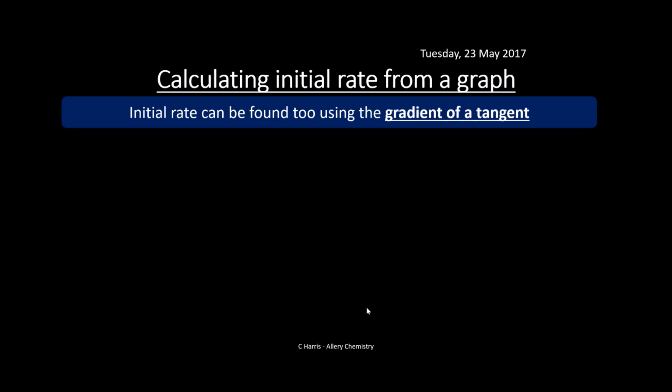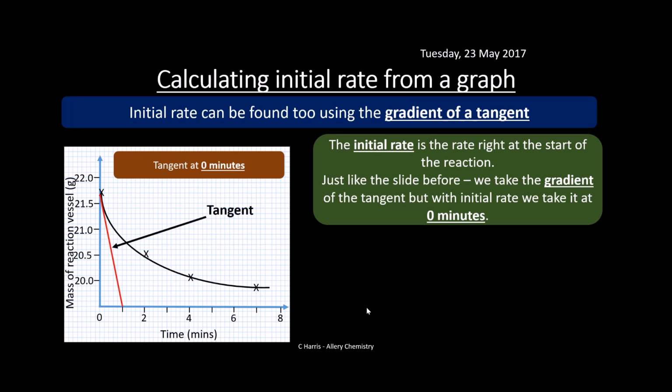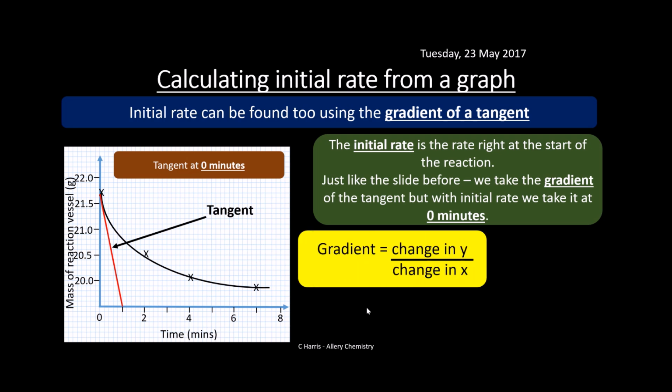Okay, sometimes it's more useful though to calculate an initial rate from a reaction. So initial rate can be found by using the gradient of a tangent, just like what we've seen before. But the initial rate is the rate right at the start of the reaction. So this is right at the start. And just like before, we're going to take the gradient right at the start of the tangent. So we're going to take it at 0 minutes because this is right at the start. So tangent at 0 minutes would look like this. There it is, incredibly steep, as you can see. Really steep tangent. Gradient, again, is change in y over change in x.